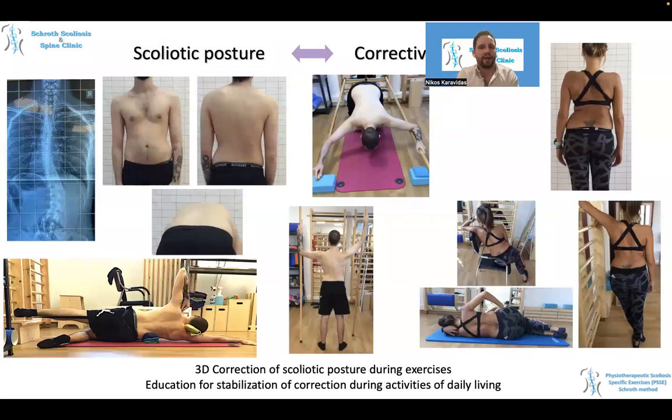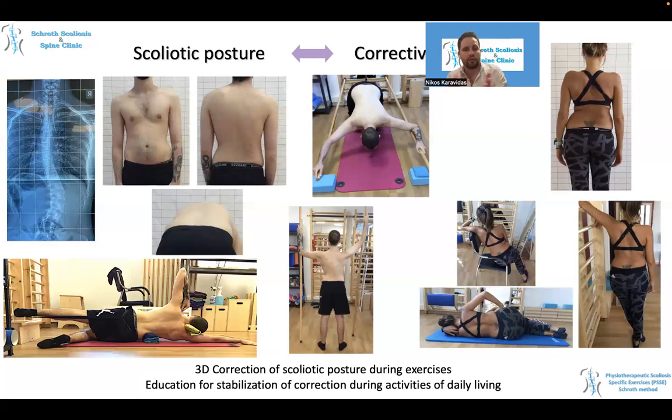So during the exercise, we need to correct in 3 dimensions and go from a scoliotic posture to the corrective posture. And you can see in this patient that during exercises, everything is very well balanced. So we improve the shoulder asymmetry, the pelvic asymmetry, the trunk rotation, everything is very well balanced in every exercise. This is the correction during the exercises.